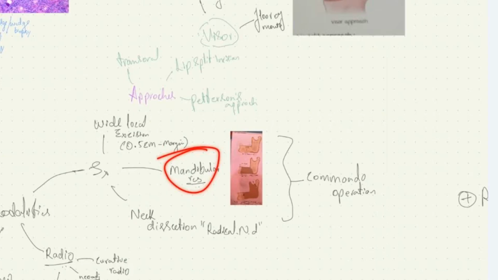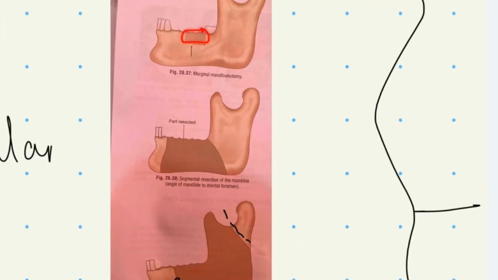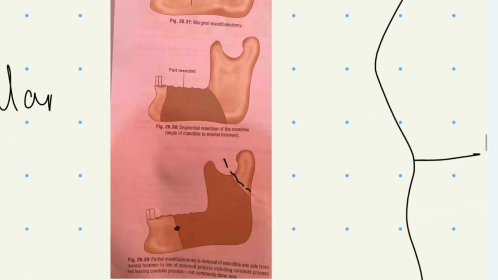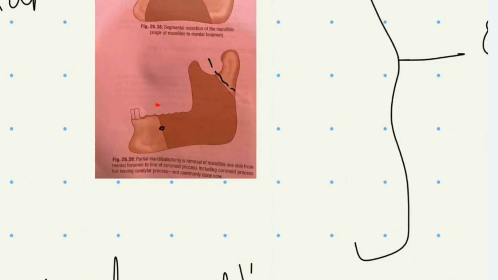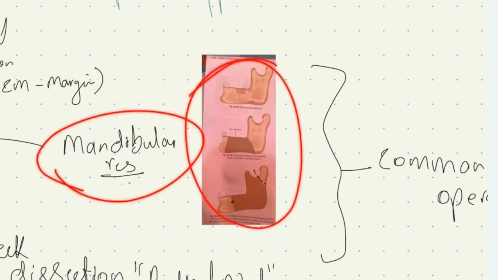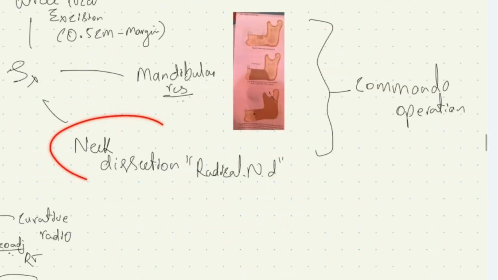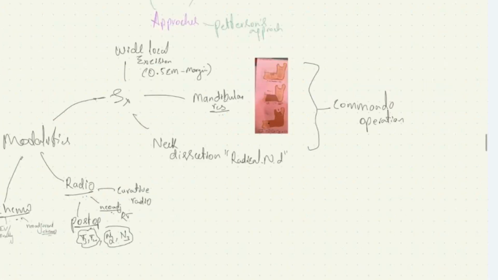That is Weber approach. In mandibular resection, we have three types. That is marginal mandibulectomy, where the involved part we resect. We have segmental resection of mandible, where we resect mandible from angle of mandible to mental foramen. Then we have partial mandibulectomy, where we excise the mandible ranging from coronoid process to the mental foramen. These are the three techniques of mandibular resection. Under neck dissection, we have radical neck dissection and modified radical neck dissection, which I'll explain shortly.